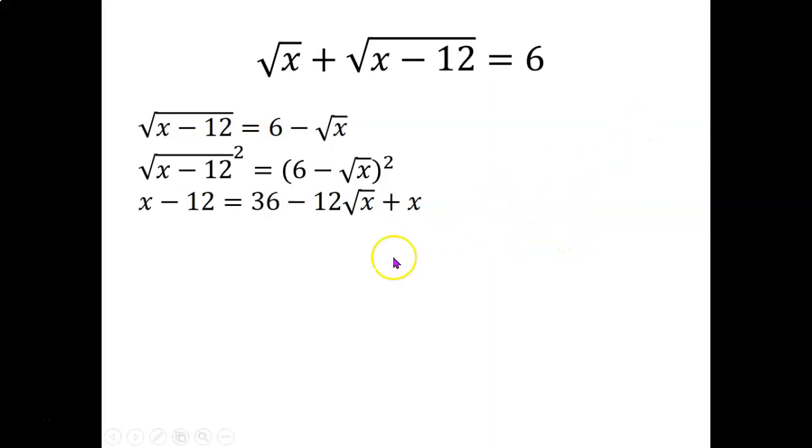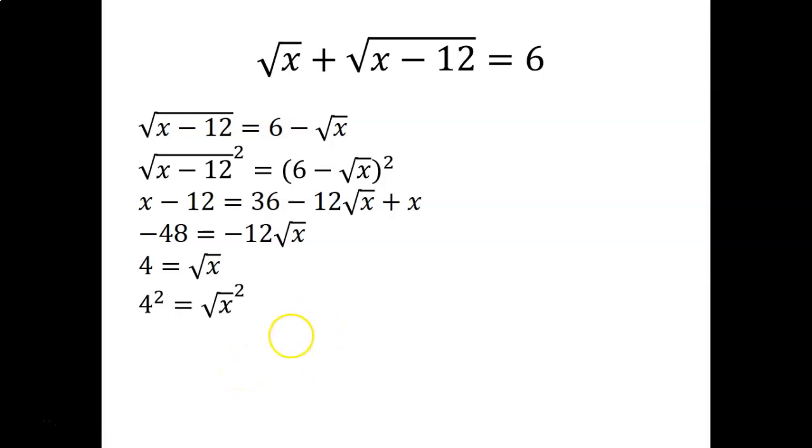What can we do to clean this up? Well, we can subtract x on both sides. That'd be nice. And we could subtract 36 on both sides. Then we have negative 48 equals negative 12 times the square root of x. And why don't we go ahead and divide both sides by negative 12? Then we get negative 48 divided by negative 12 is positive 4 equals the square root of x. Now we can square both sides again, and we get that x is 16.